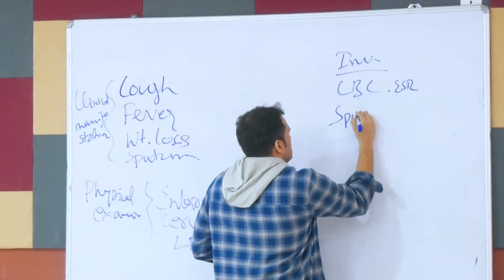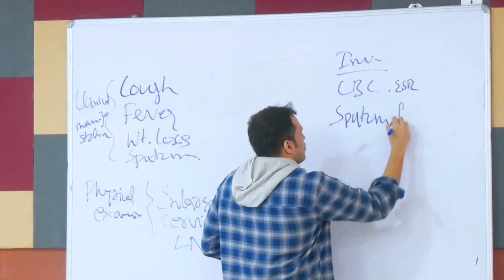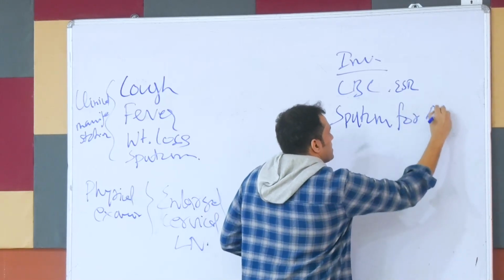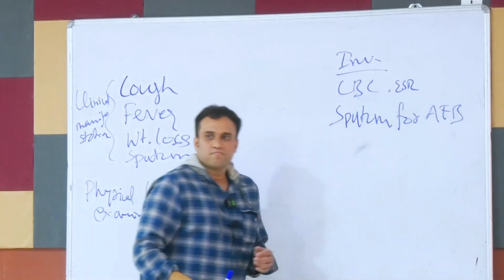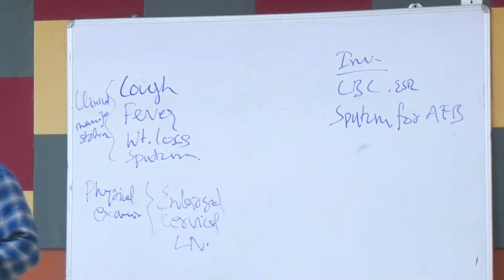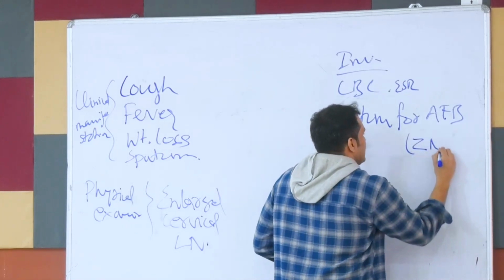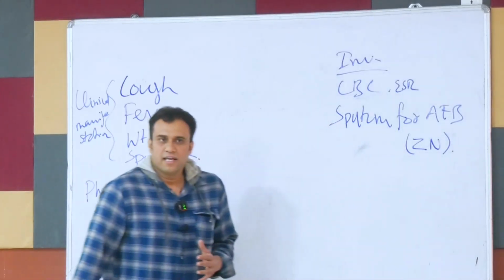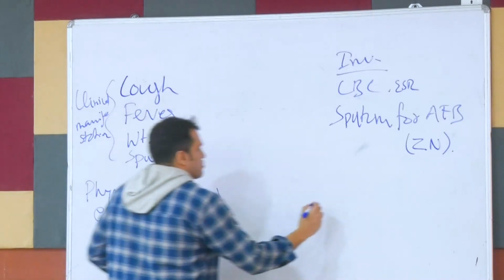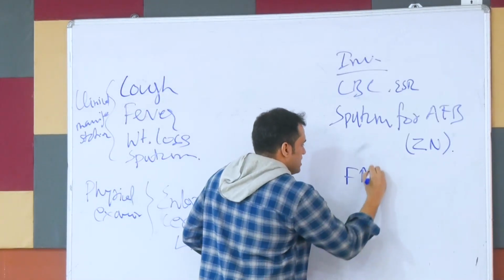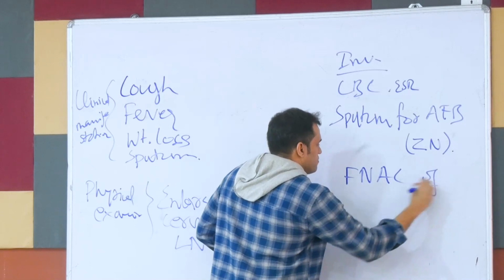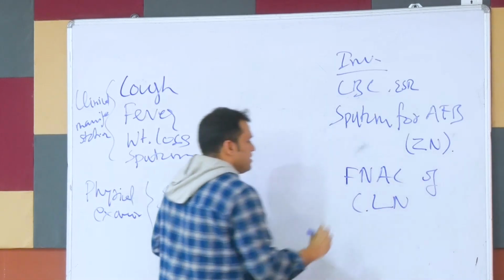Then you send a sputum for AFB. What is AFB? Acid fast bacilli. So they will do a, have you heard of it? They will do a ZN stain, a Ziehl-Neelsen stain. Then for this enlarged lymph node, you order an FNAC of the cervical lymph node.